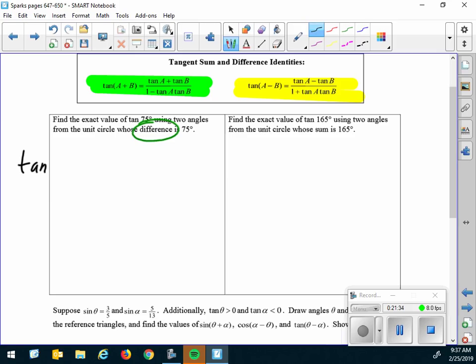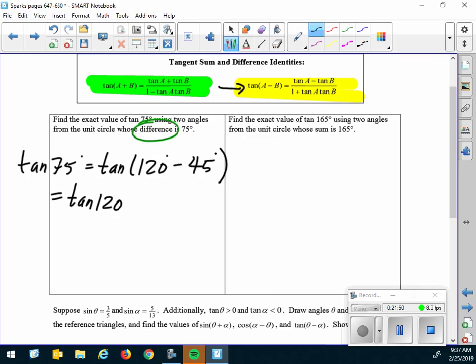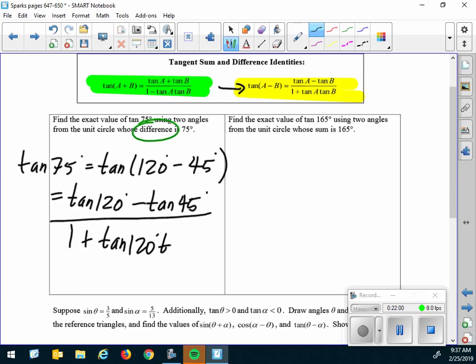So the tangent of 75 degrees is the tangent of 120 degrees minus 45 degrees. So I'm going to be using this one. So that's equal to the tangent of 120 degrees minus the tangent of 45 degrees divided by 1 plus the tangent of 120 degrees times the tangent of 45 degrees. All right, so we know the tangent of 45 degrees is 1. So let's find the tangent of 120 degrees.